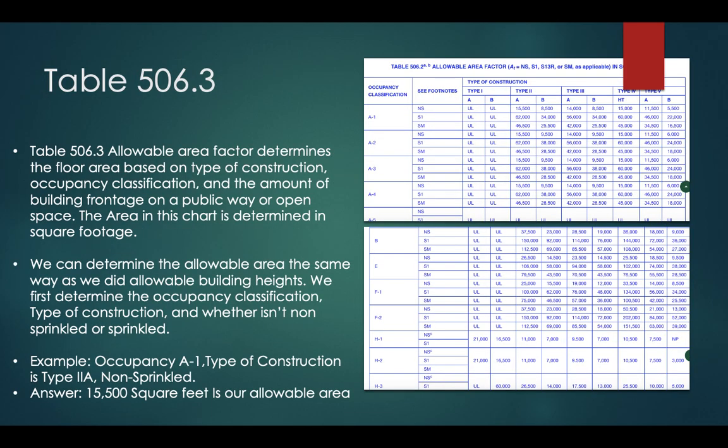Table 506.3, we're going to look at the allowable area factor, and this determines the floor area based on construction type, occupancy classification, and the amount of building frontage on a public way or open space. The area in this chart is determined in square footage. So we can determine the allowable area in the same way as we did allowable building heights. We first determine the occupancy classification, then we look at the type of construction, whether it is non-sprinkled or sprinkled. So if we're looking at this chart right now, we can break it down. For an example, if we have occupancy A1, type of construction is type 2A, non-sprinkled, we're going to go over, look, and we'll go to type 2 construction, go to A. First thing down is A1. We're going to find 15,500 square feet is our allowable area for this building.